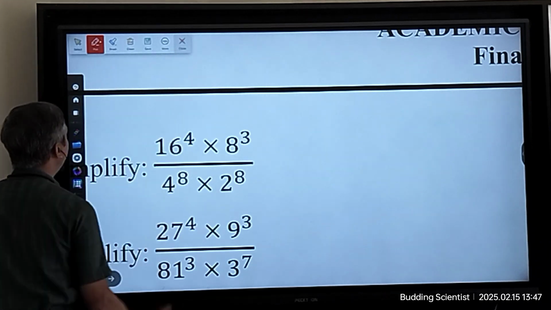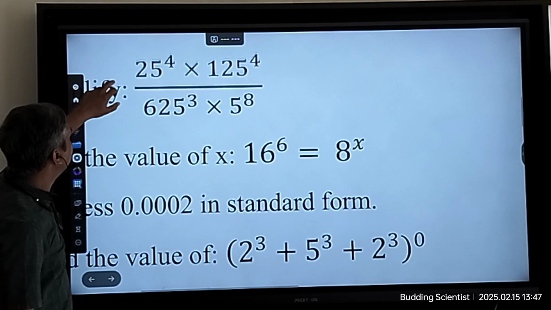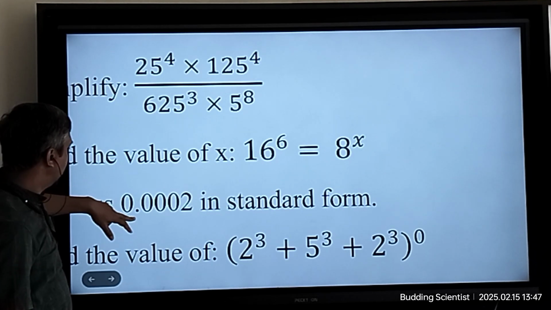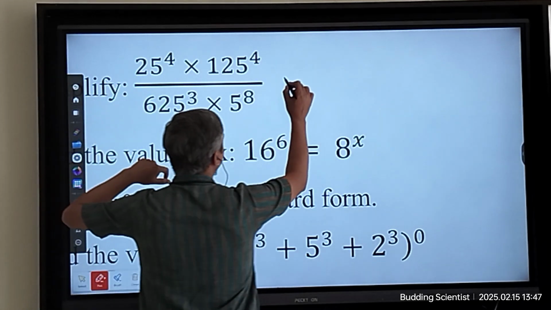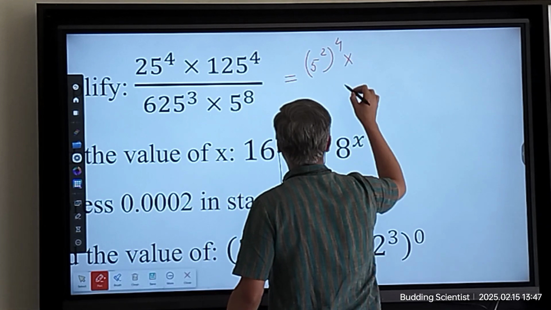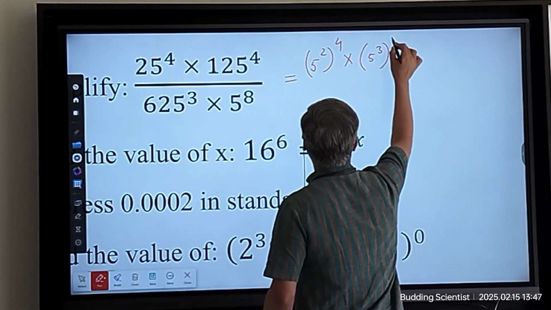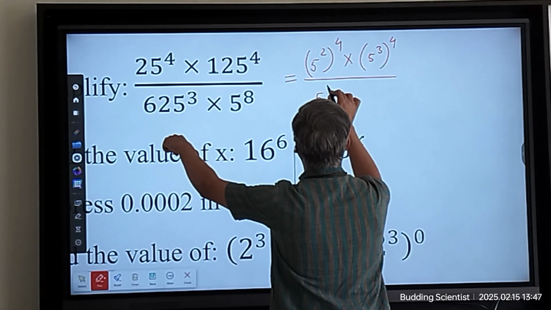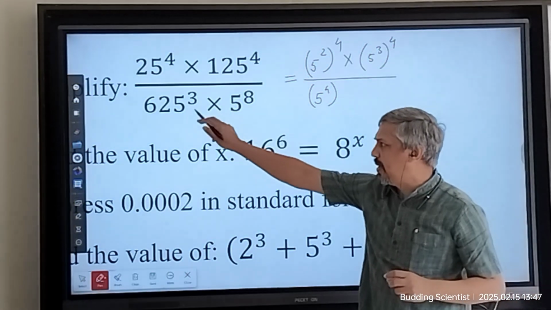So we got the first two questions solved. Let's solve the third one. The third one is very similar. I'll just quickly solve this. Question number 3 is 25 raised to 4, which is 5 square raised to 4, multiplied by 125 raised to 4, which is 5 raised to 3 raised to 4, divided by 625, which is 5 raised to 4. You can check that 625 is 25 square, so 5 into 5 into 5 into 5.